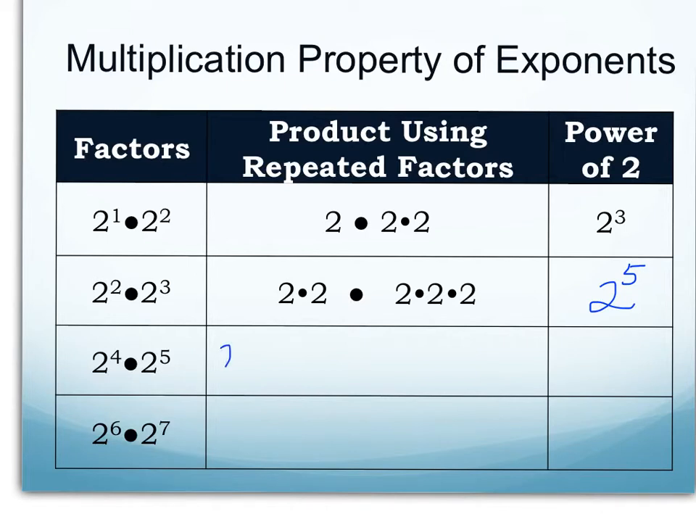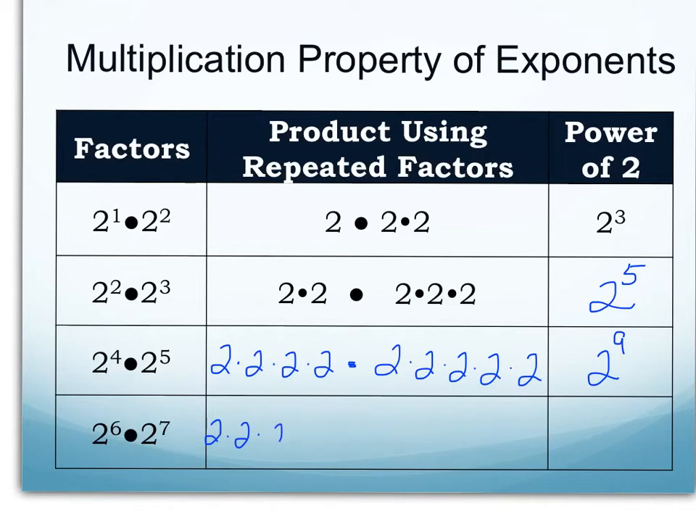Our next row, we have 2 to the fourth, so four 2's, times five 2's. If you count up, there are nine 2's, so that's 2 to the ninth. And finally, 2 to the sixth, so six 2's, times seven 2's. If you count them up, we have thirteen 2's, which is 2 to the 13th. So hopefully you start to see a pattern here.